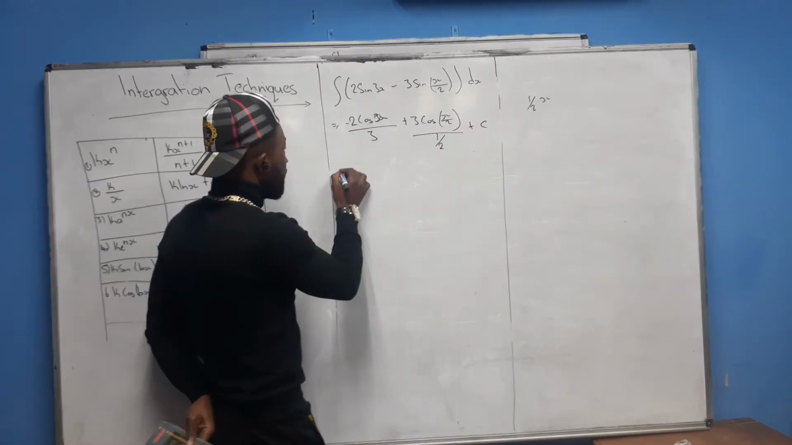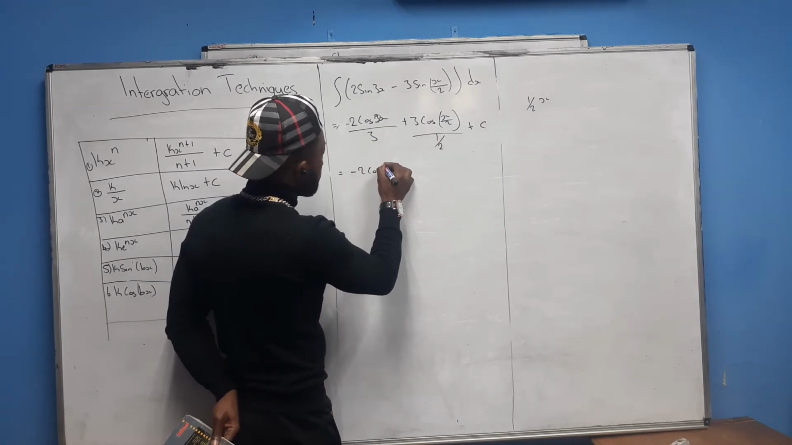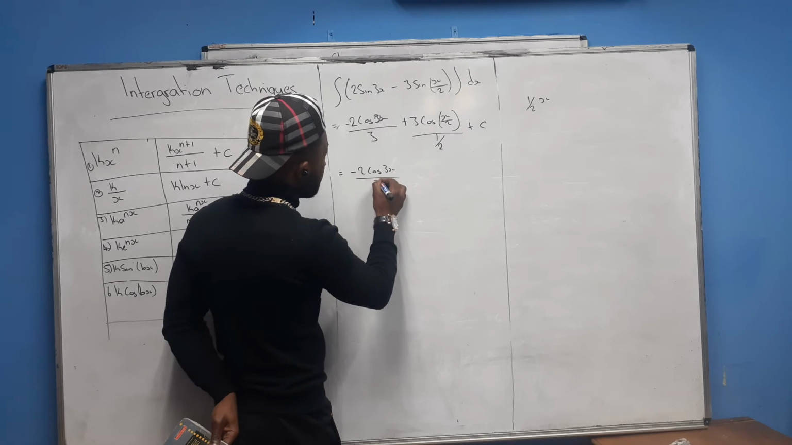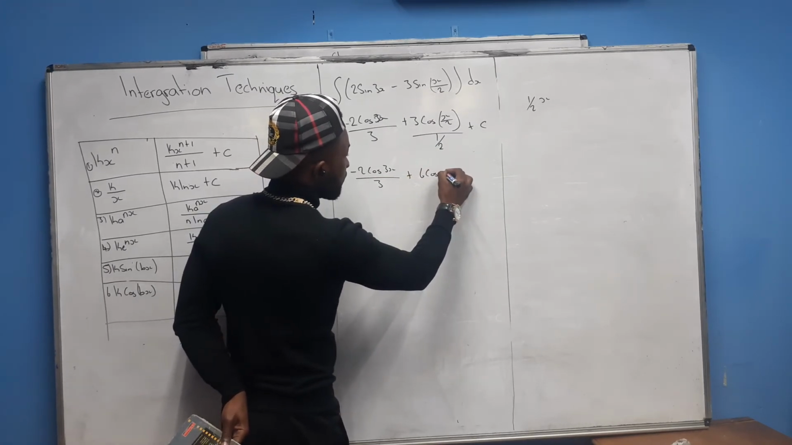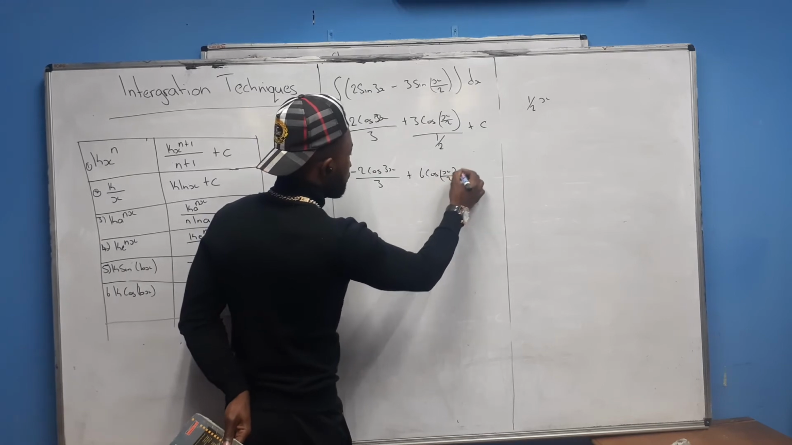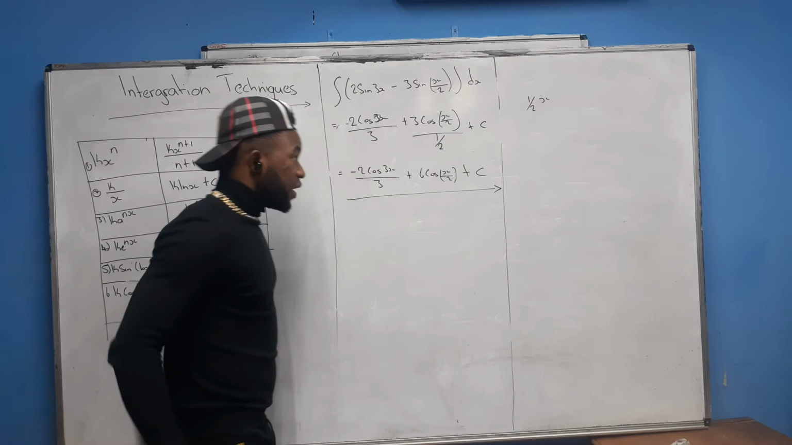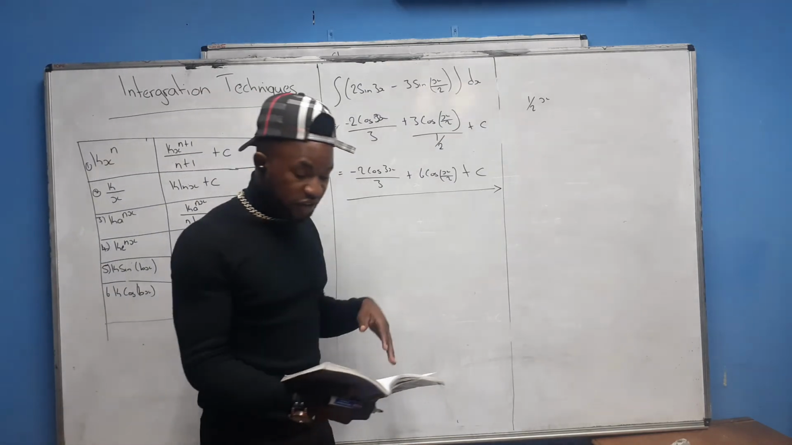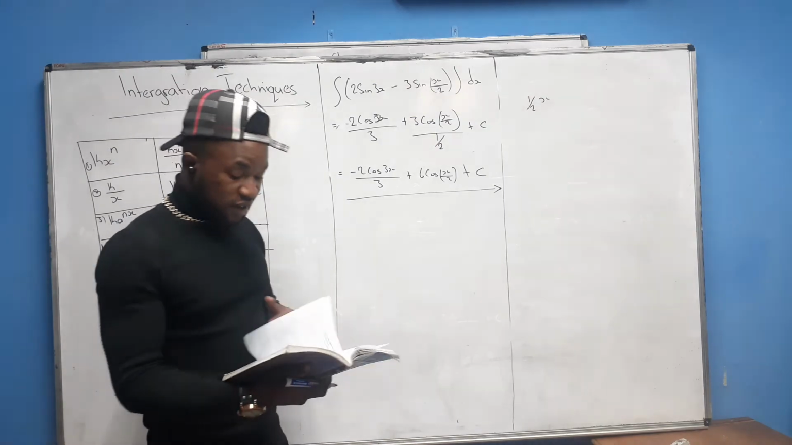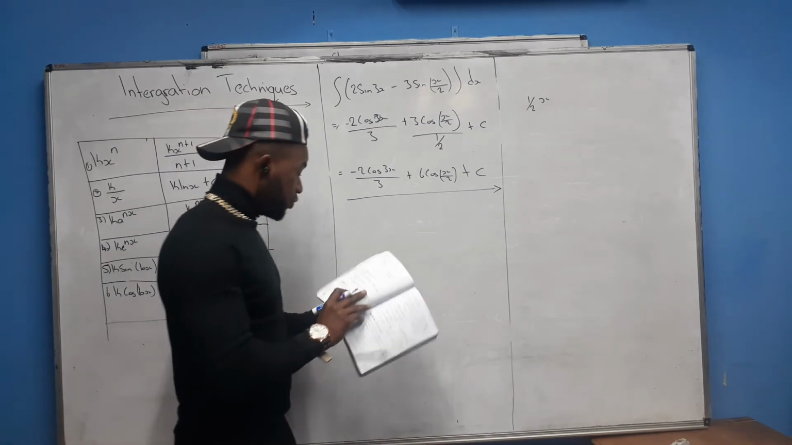And then to get my answer, it's going to be negative 2 cos 3x divided by 3, and then here is going to be plus 6 cos x over 2, plus c. This is my final answer. So please don't confuse integration and differentiation on your cos and sine. Alright, let us try to do the last one.